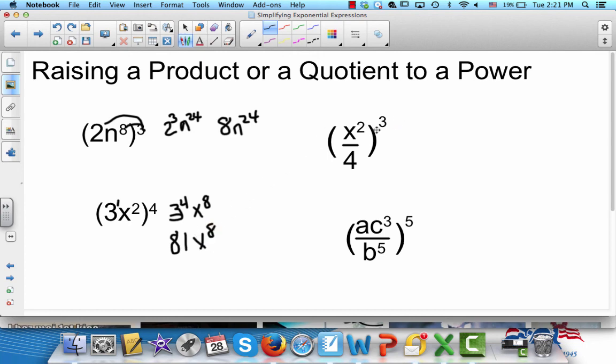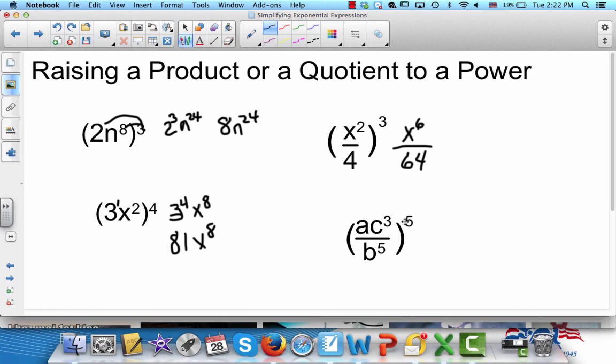Alright, let's go over here. The 3 goes with each thing that's on the inside. So this is going to be x squared cubed. So that's going to be 3 times 2. So that gives you x to the 6th. And it's going to be 4 cubed, which is 64.